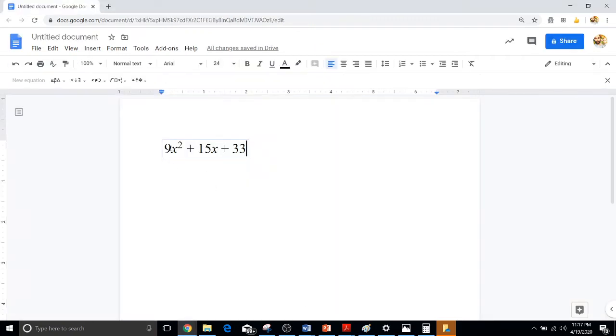So if you look, we see 9x squared plus 15x plus 33. And again, our idea is what number can we pull out of all of these? Well, the first thing I usually try to do is take a look at the smallest number. In this case, we have 33, 15, and 9, so 9 would be our smallest value. And I ask myself, how many different ways can I think of to divide 9?